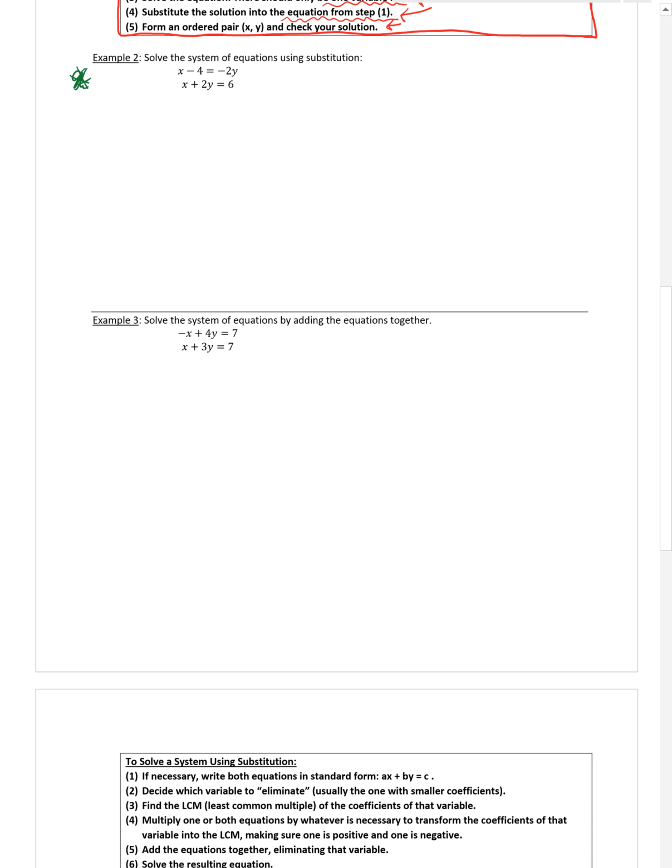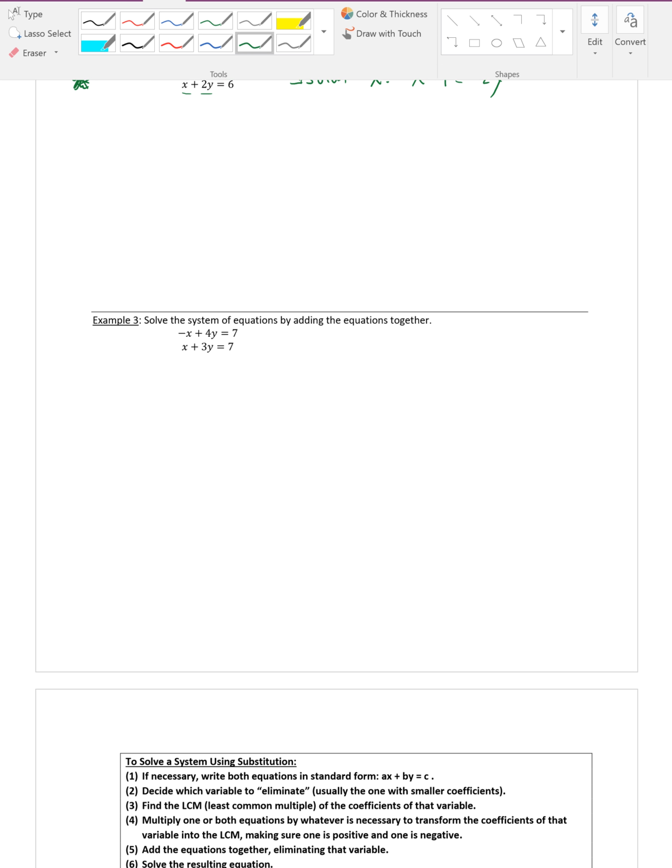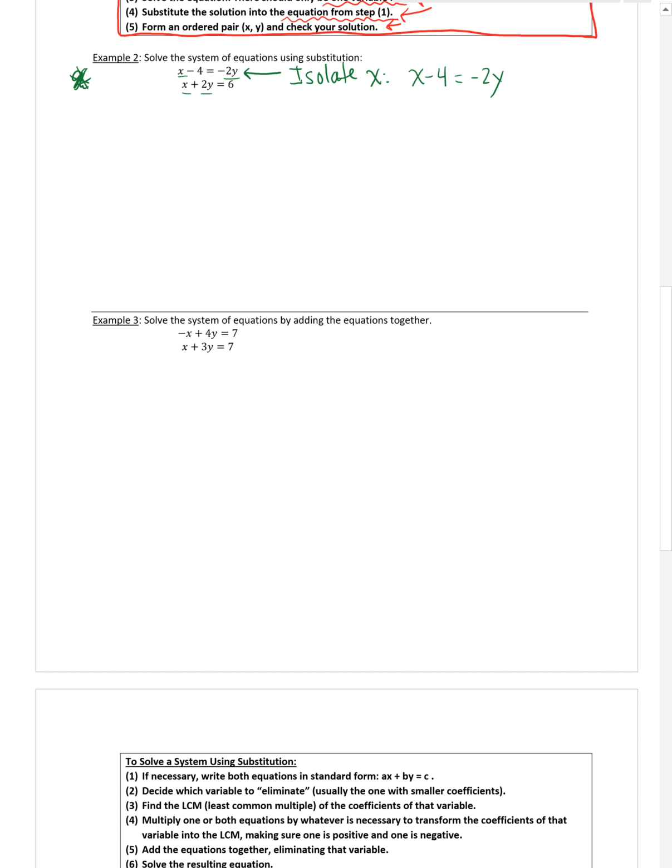Let me look at this and say, okay, which variable does it look like it's easiest to eliminate? Or not eliminate, sorry, substitute. I'm thinking the y's don't look that good because they have coefficients other than 1. Maybe one of these x's here, it's totally up to you. Maybe the top one, I don't know why that one's calling to me. But it doesn't matter, you could take the bottom one and isolate x in that one, that's fine. So I'm going to take x minus 4 equals negative 2y, and isolate x there. All I would have to do is add the 4 over to the other side, and then I'll have x by itself.